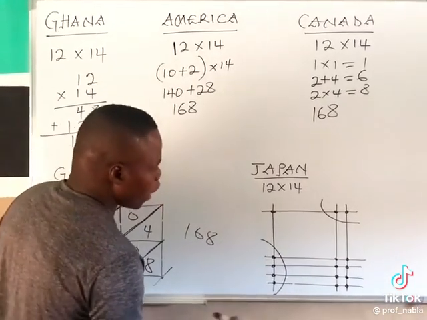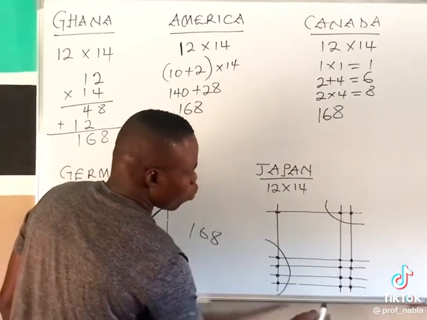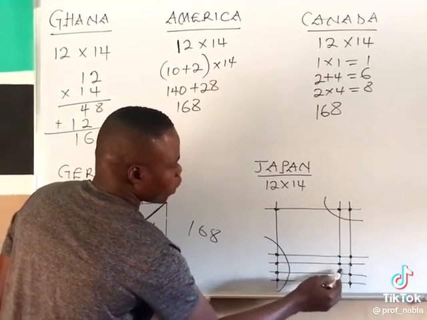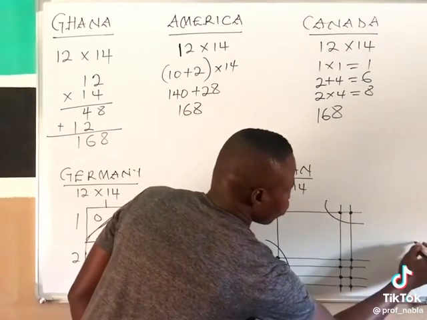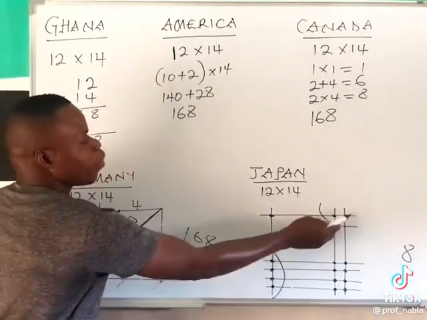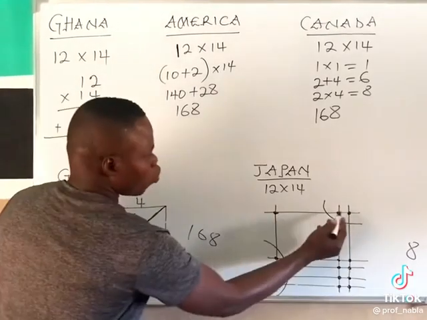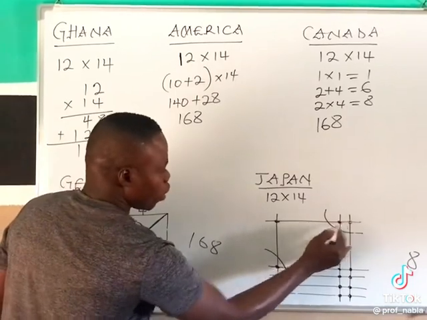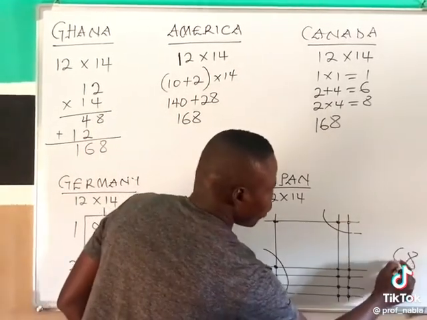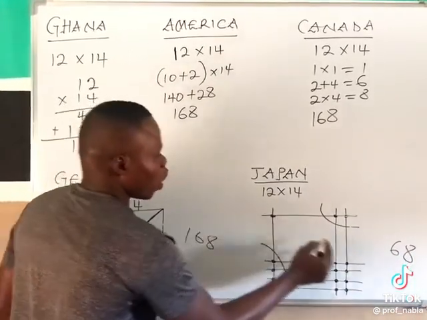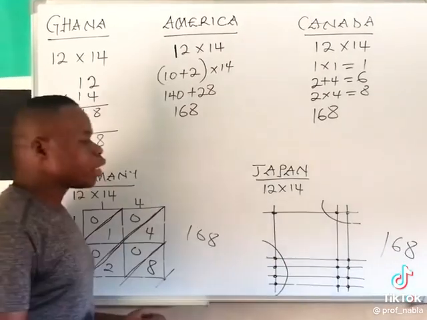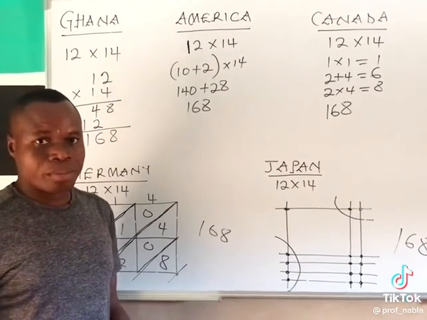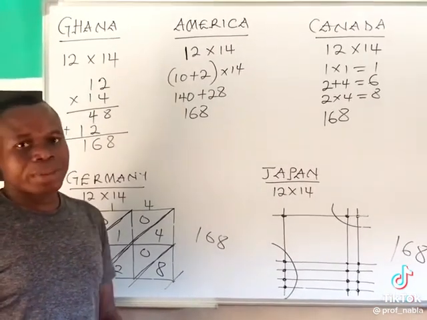So now, let's get our answer by starting from this particular portion. Here you count the number of dots, which is 1, 2, 3, 4, 5, 6, 7, 8. Then you write your 8 down. In this place, how many dots are there? 2. Here, how many? 1, 2, 3, 4. So you add 2 dots plus these 4 dots. It will give me 6. Then here we have only 1 dot. Then you write that 1. So this is how a Japanese will solve 12 times 14, which is very, very interesting.